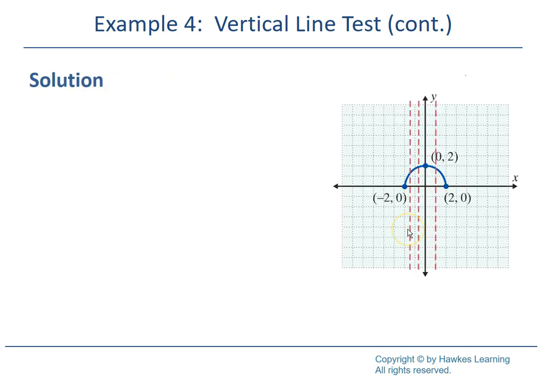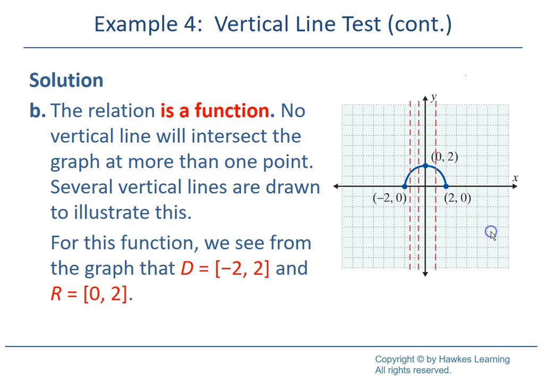Now, how about something like this, like a half circle? Well, again, this dotted line, which is the vertical line that's moving over the face of the graph, intersects once. This is a function. We say it passes the vertical line test.